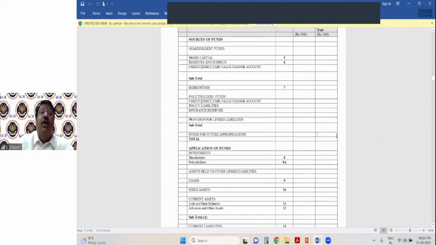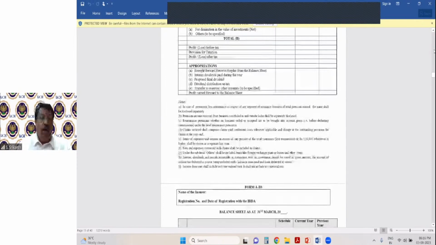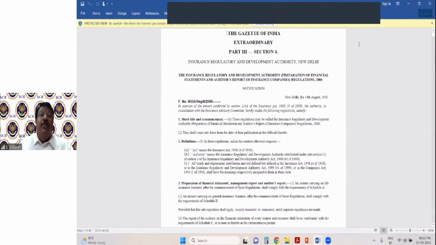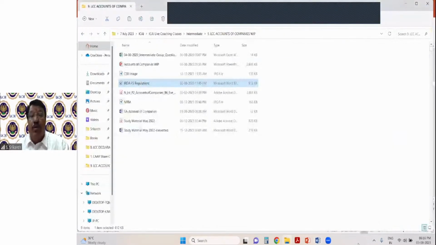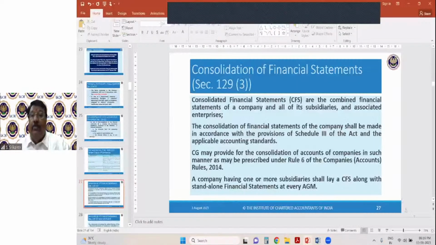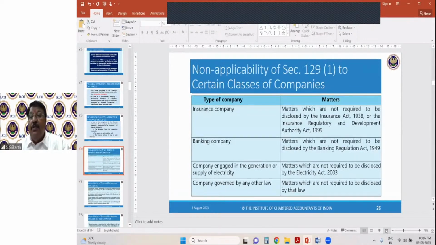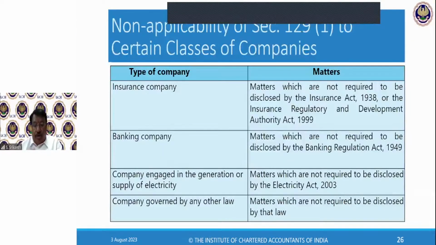Similarly, you have one for the balance sheet, almost in the nature of your Schedule 3. But I'm showing this to you to help you understand that IRDA has prescribed this for insurance companies alone. Similarly, there are separate bodies for various companies. So in case you are auditing an insurance company, you have to be thorough with IRDA regulation.